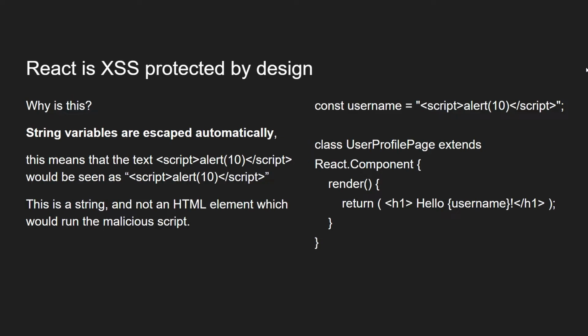And so on the React portion I have on the side here is a very basic class-based component, and you'll see it says hello username. The const username is set equal to a script, for example, but this is going to render as a string of these characters, not the actual script HTML element itself.